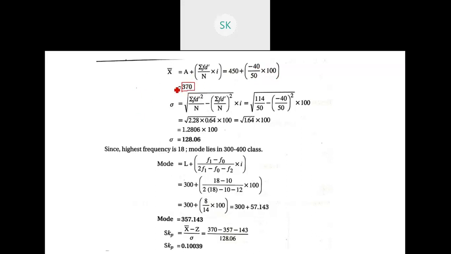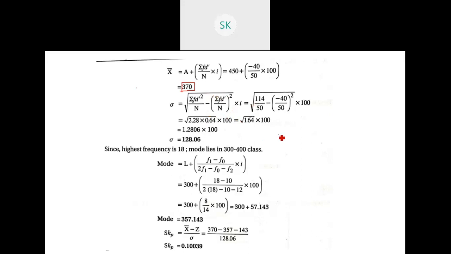Now after finding out the arithmetic mean, let us go on and find out the standard deviation. The formula for a continuous series is the square root of Σfd′² divided by N minus (Σfd′ divided by N) whole squared. Again I repeat, please be careful with the second expression of the formula, because many students make mistakes here while taking the square. Now let's put in all the values.